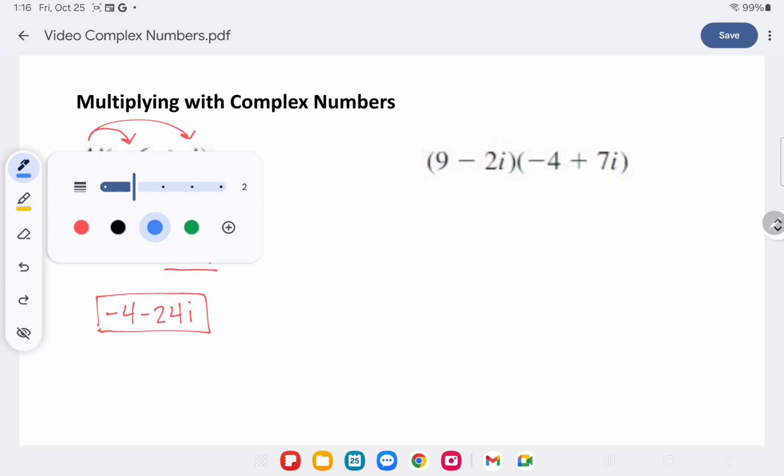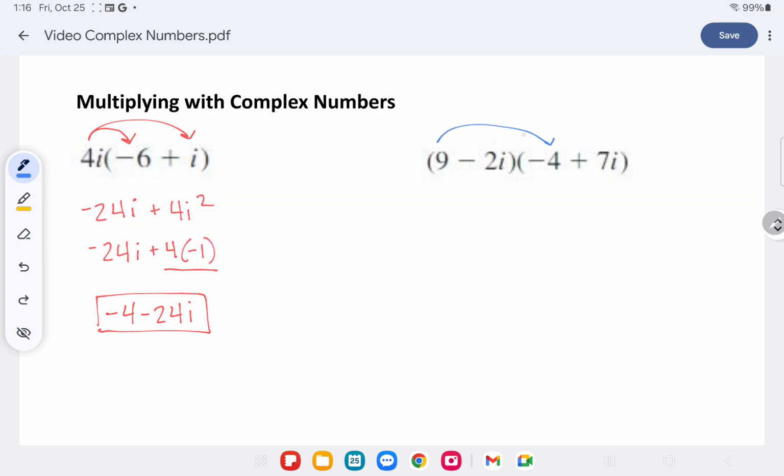So on the next one, we're going to FOIL. I'm going to distribute the 9 first. 9 times negative 4. 9 times 7i. And then I'm going to distribute the negative 2i. Negative 2i times negative 4. And negative 2i times 7i. So negative 14i squared, let's simplify that next.